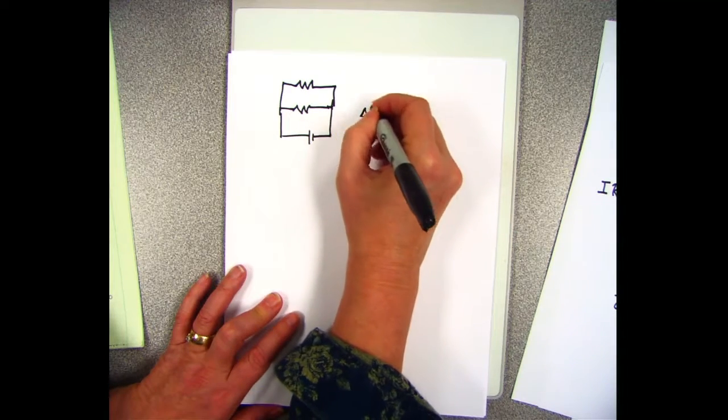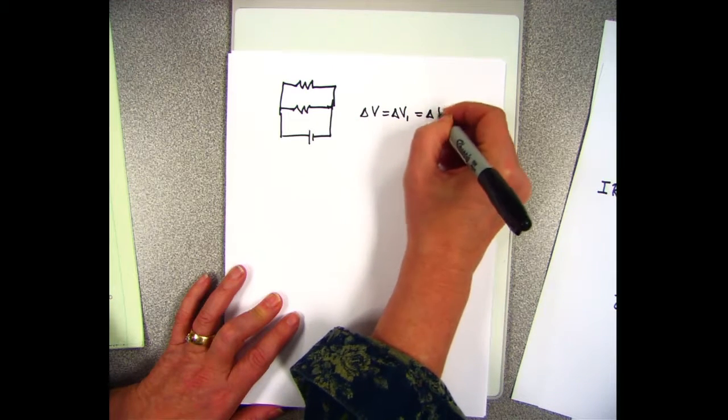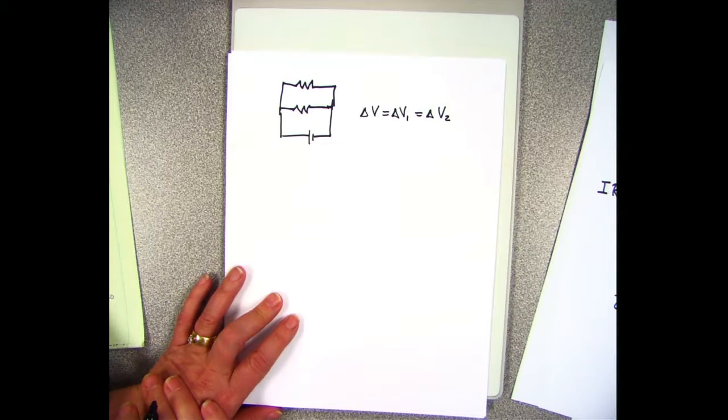The change in potential has to equal the change in potential going through 1, which is equal to the change in potential going through 2.